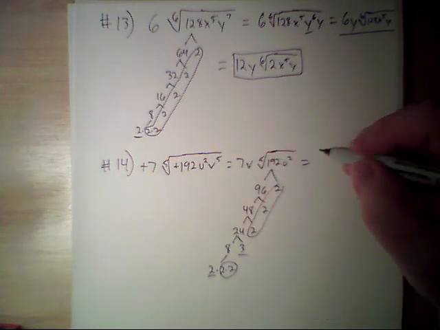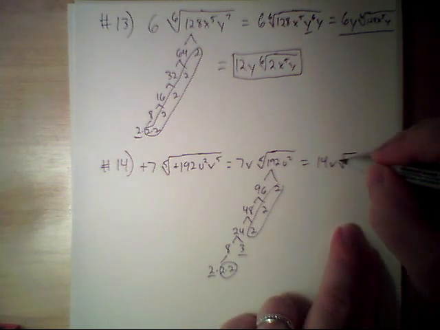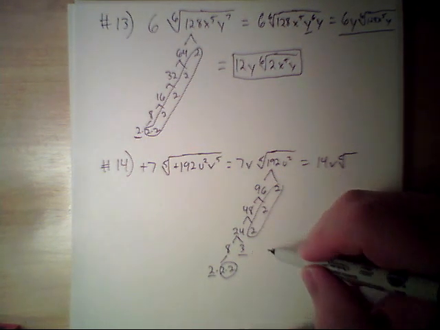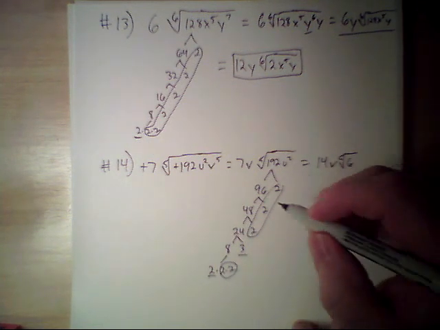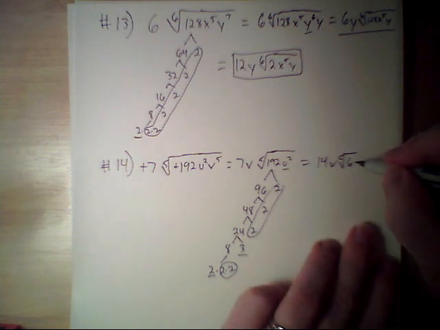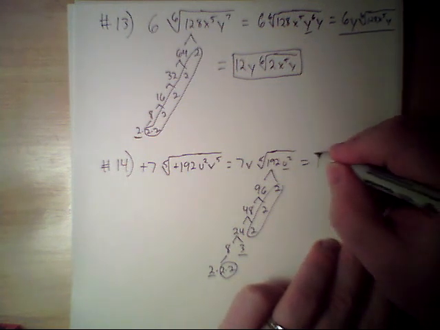So we have 7 times 2 is 14v times the 5th root of, let's see, the u squared. So we have 3 times 2 is 6. And then we have a u squared left in the radical. So there we go.